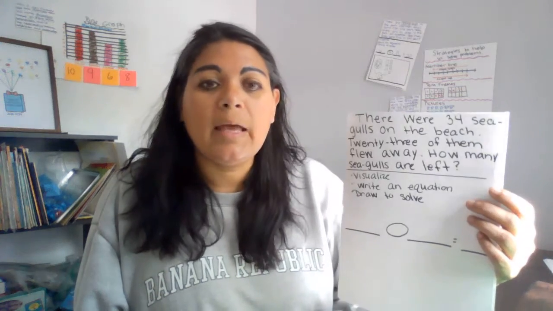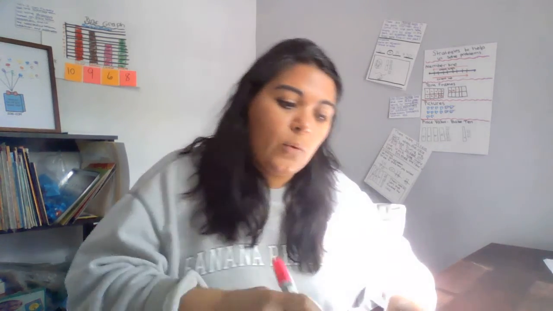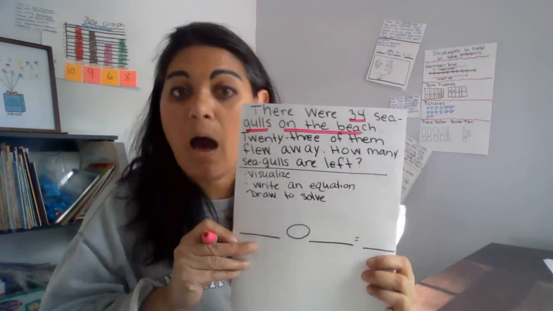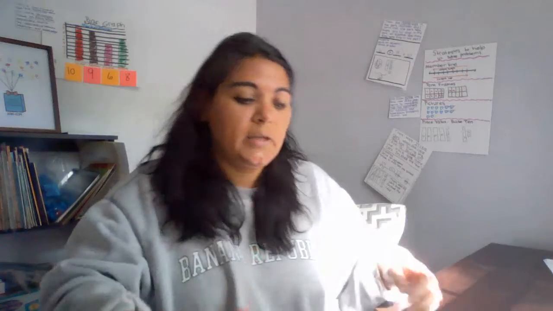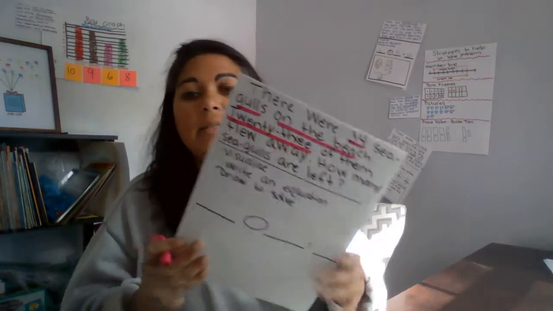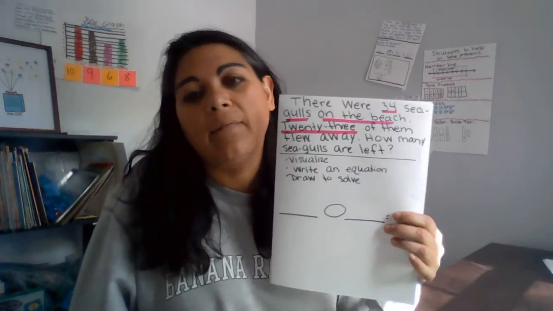Okay, so again, we hear some important pieces of information, what is being told to us. First, what's our altogether number? How many seagulls did you see on the beach? 34. And so I'm going to highlight 34 and then just on the beach. How many flew away? 23. So we saw a group of 23 fly away. How many seagulls are left?